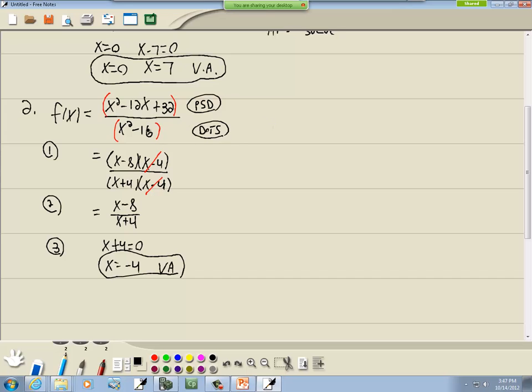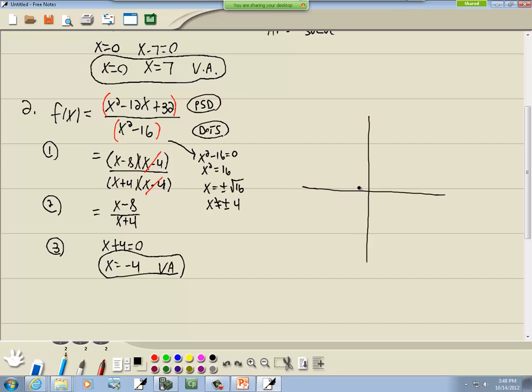Now, if I looked at our domain up here, if I were to set the denominator equal to 0, I'd get x squared minus 16 equal to 0. And I can take negative 16 to the right side, it becomes a positive 16, drop the square, and put a plus or minus square root around the other side. That would give us x is equal to plus or minus 4. These are the values we cannot plug in there. So our domain is x cannot equal these values.